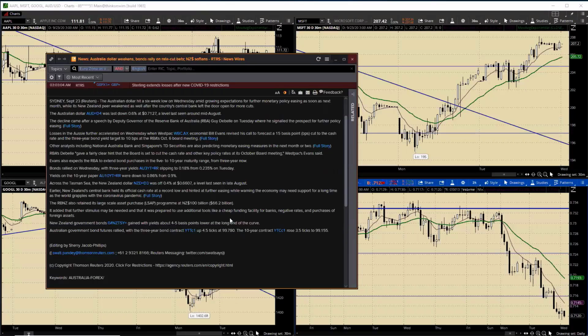Bonds rallied on Wednesday with the 3-year yield slipping to 0.18% from just under a quarter basis point. And across the Tasman Sea, the New Zealand dollar was off 0.4% at 66.07, a level last seen in late August. The New Zealand Central Bank held its official cash rate at a record low and hinted at further easing, while warning the economy may need support for a long time as the world grapples with the coronavirus pandemic. The RBNZ also retained its large-scale asset purchases program at 100 billion Kiwi dollars, which is 66.2 billion translated into US dollars. It added that further stimulus may be needed and that it was prepared to add additional tools like a cheap funding facility for banks, negative rates, and the purchase of foreign assets.